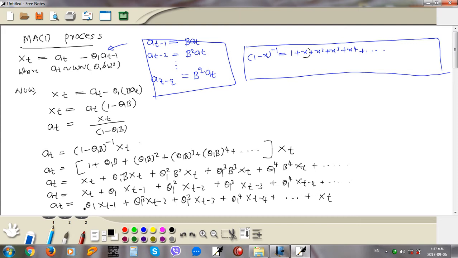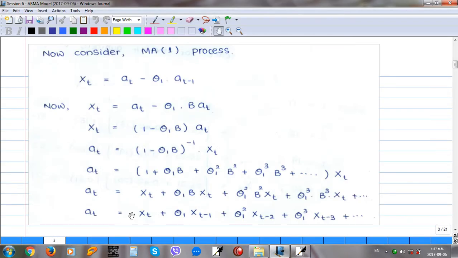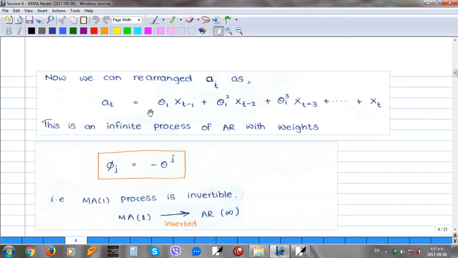So what is this? We started from the moving average process, and it is converted into the autoregressive one, so it is called invertible, right? That is how we can check the invertibility. Here we did these things, and finally we can rearrange.